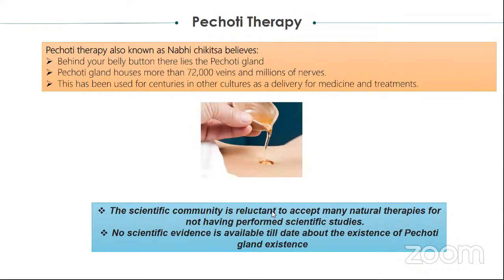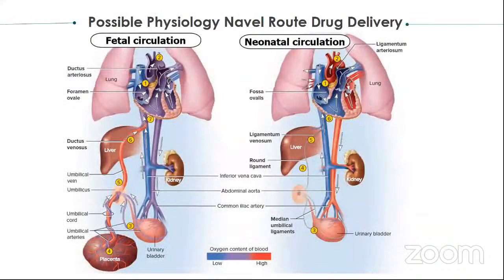So what could be the possible physiology for navel route drug delivery is we need to understand the difference. I have come to the conclusion that when we were in a fetal state, we got all our nutrients and oxygen from the placenta. The umbilical cord is connected to the liver and directly to the heart. The blood will flow from the placenta to the umbilical cord, then to the umbilical vein, which is directly linked to the liver, and from there the ductus venosus directs the oxygenated blood to the heart.